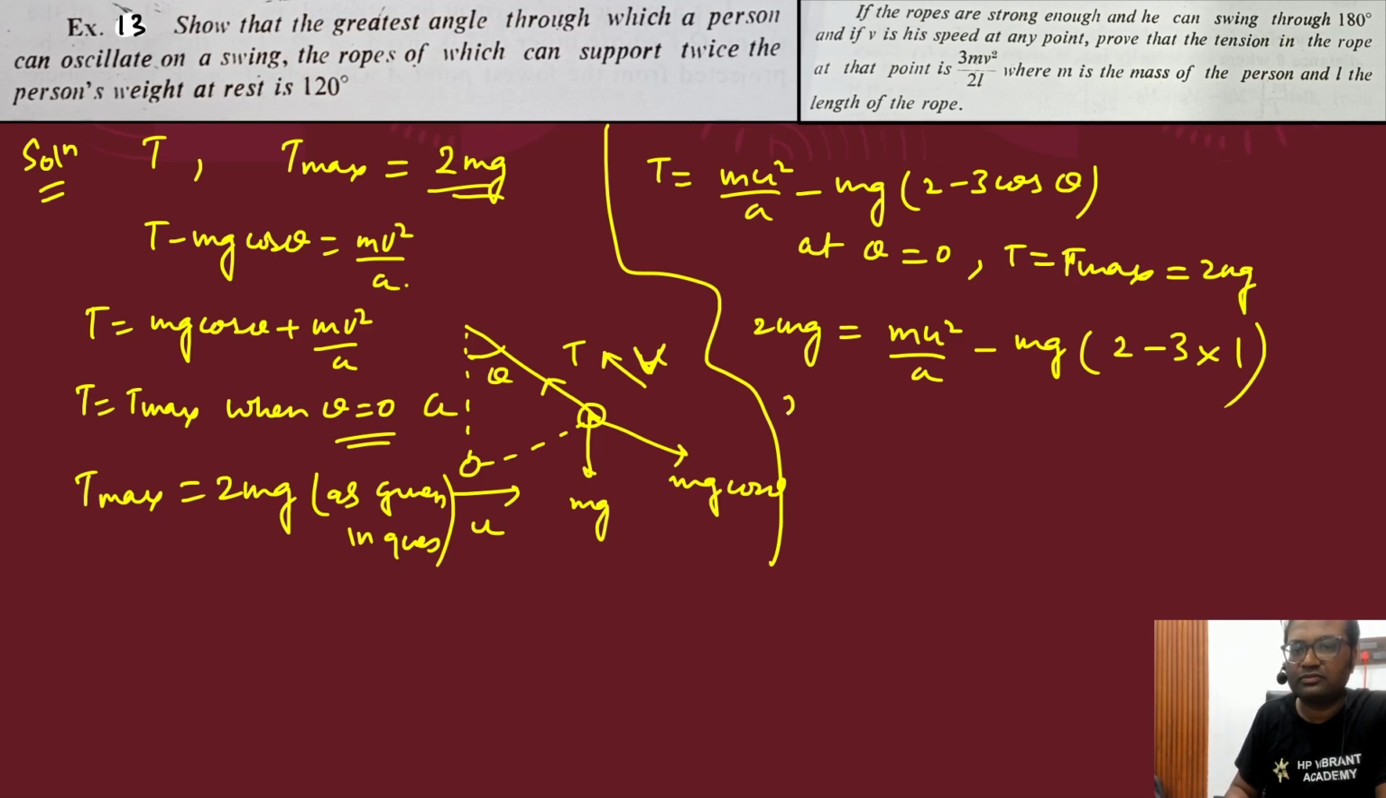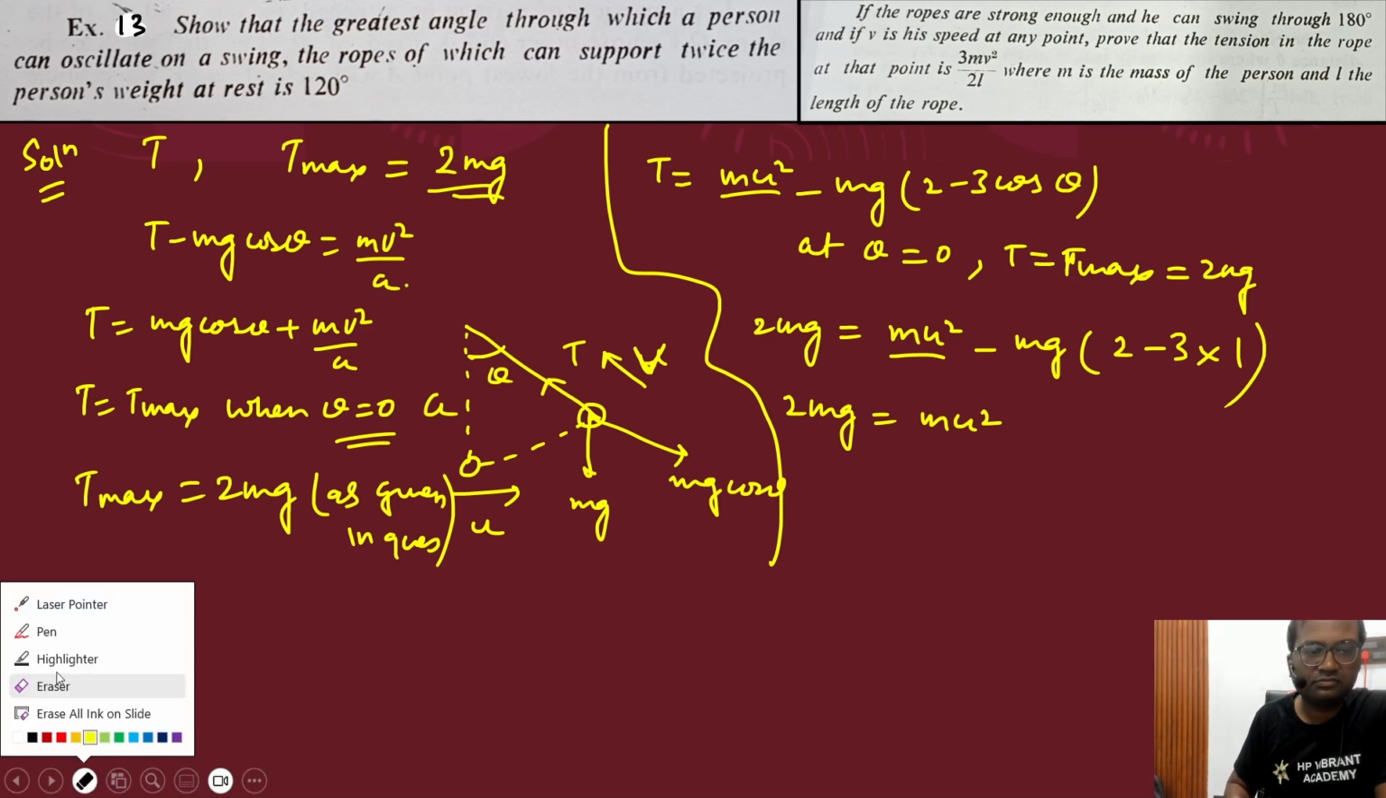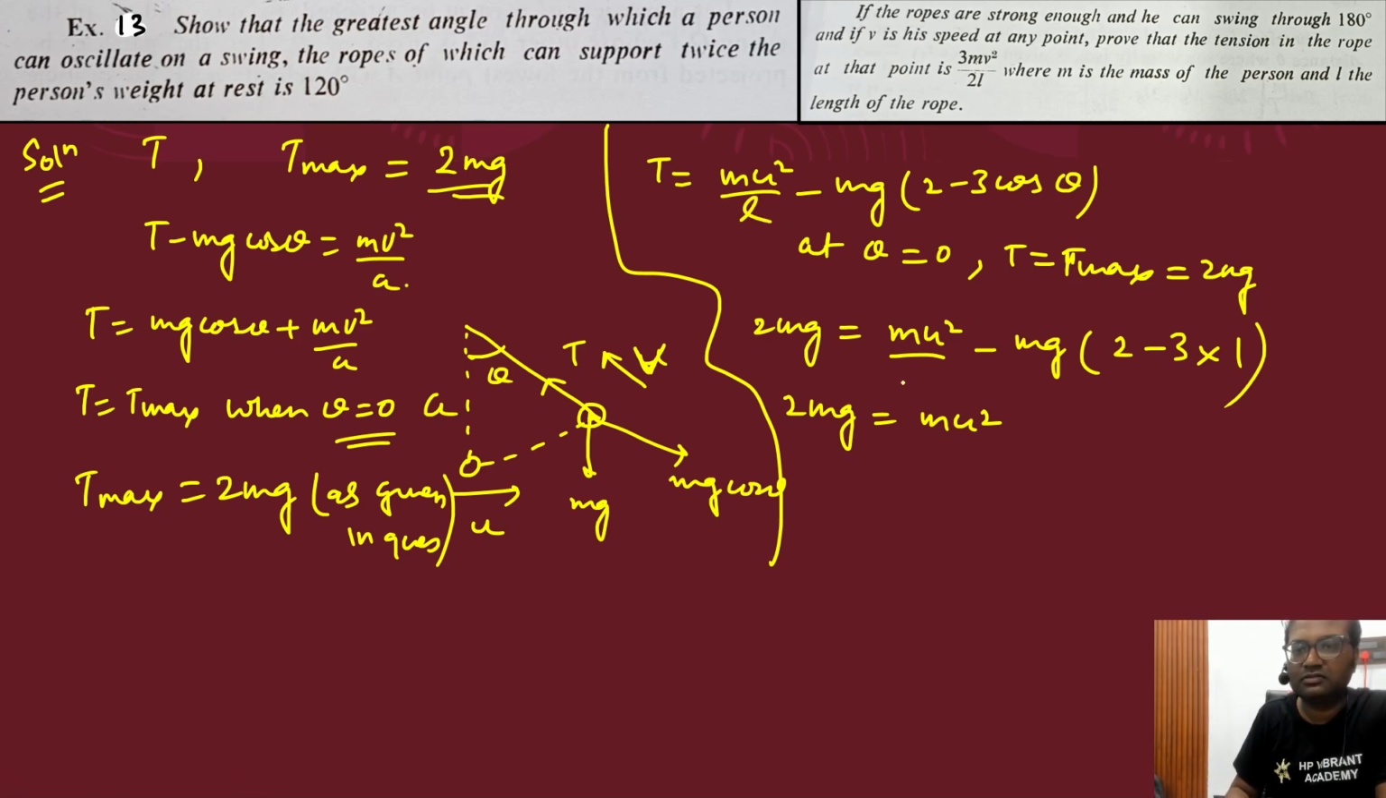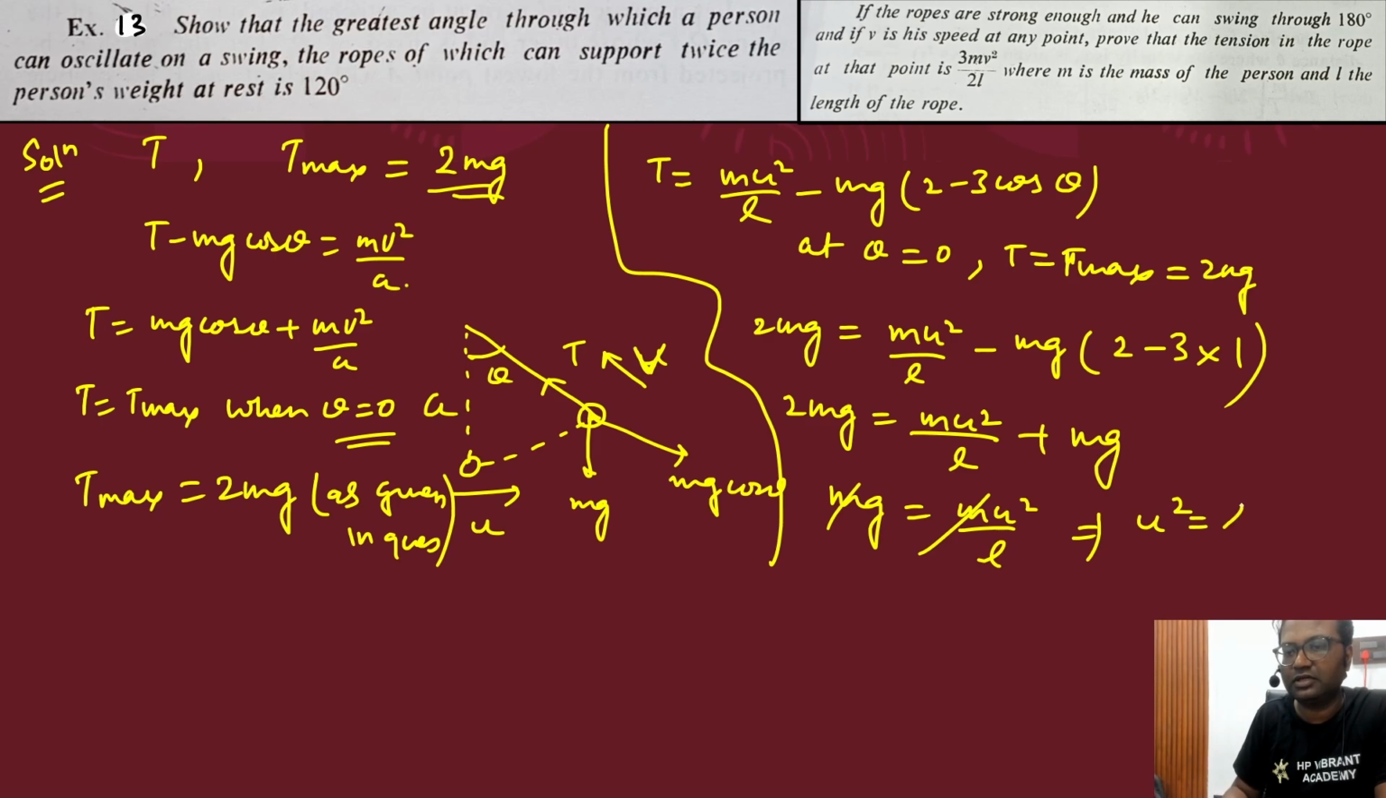So we have 2mg is equal to mu square upon L, this is not a, this is L, because the radius is L. Length of the string is L. Mu square upon L minus plus mg. Okay, so we have mg is equal to mu square upon L. Therefore u square is equal to Lg.